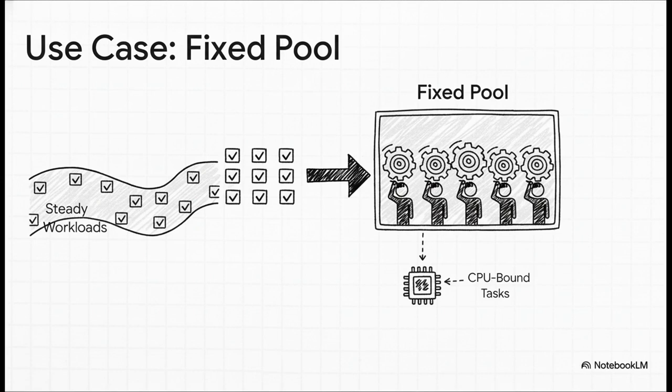And here's a pro tip. For tasks that are heavy on CPU calculations, you usually want the number of threads to be pretty close to the number of CPU cores you have. That way you avoid wasting time with excessive context switching.